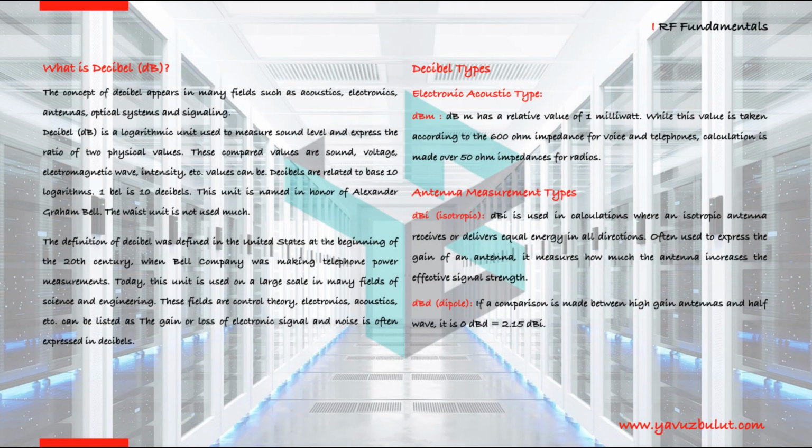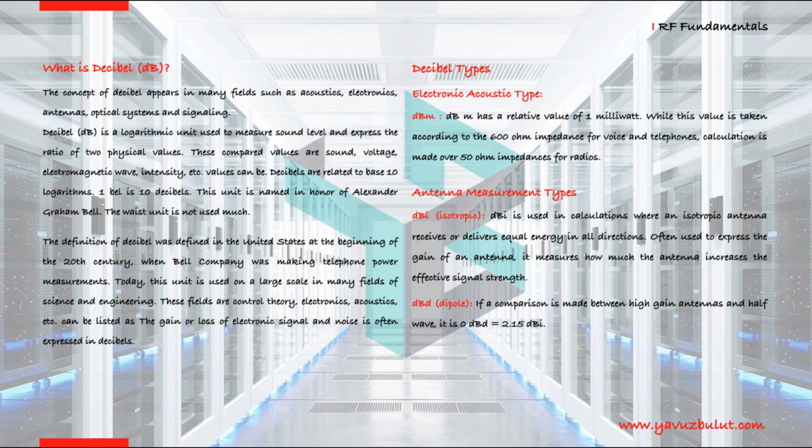On this page, let's talk about decibel. The concept of decibel appears in many areas such as acoustics, electronics, antennas, optical systems, and signaling. Decibel is a logarithmic unit used to measure the sound level and express the ratio of two physical values. These compared values can be values such as sound, voltage, electromagnetic wave intensity, and so on. The decibel is associated with a base-10 logarithm. 1 Bel is 10 decibels. This unit is named in honor of Alexander Graham Bell, but the Bel is not used much.